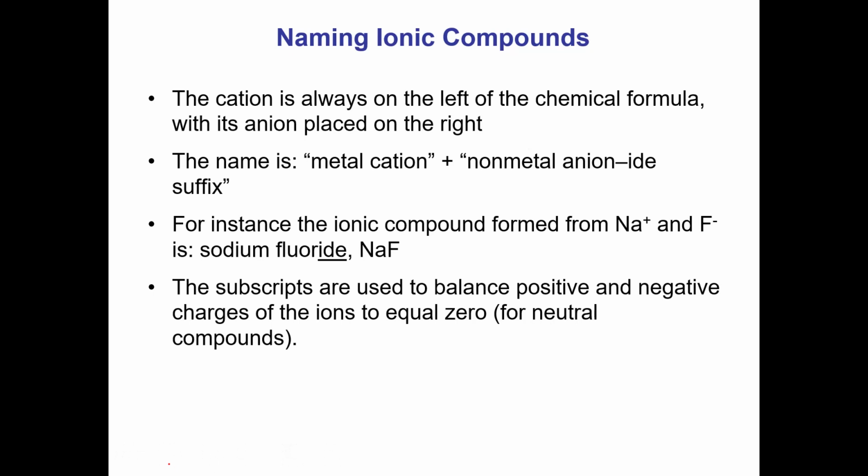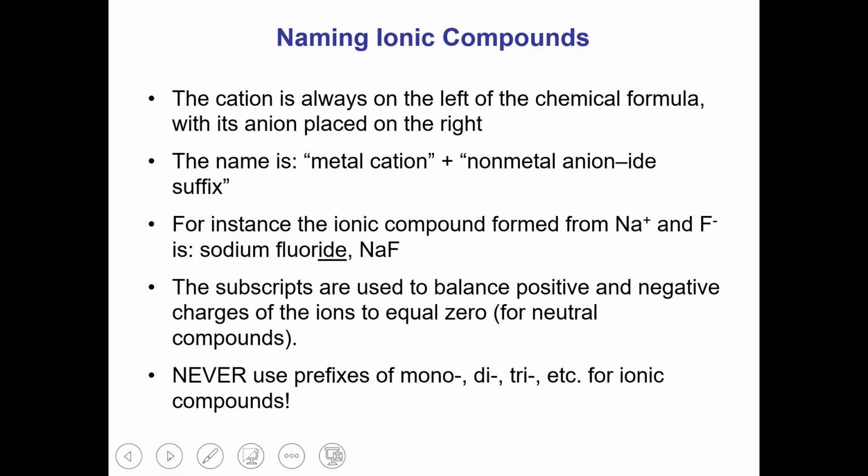Now, unless it's noted that the compound has a charge, the subscripts have to be written so that we balance the positive and negative charges. We have to have a neutral compound, which means the charges have to add up to 0. And never, ever, ever use a prefix on an ionic compound. Those are only for covalent compounds. We don't need prefixes on ionic compounds because we can figure out how many of each element should be in the compound based on the charges.